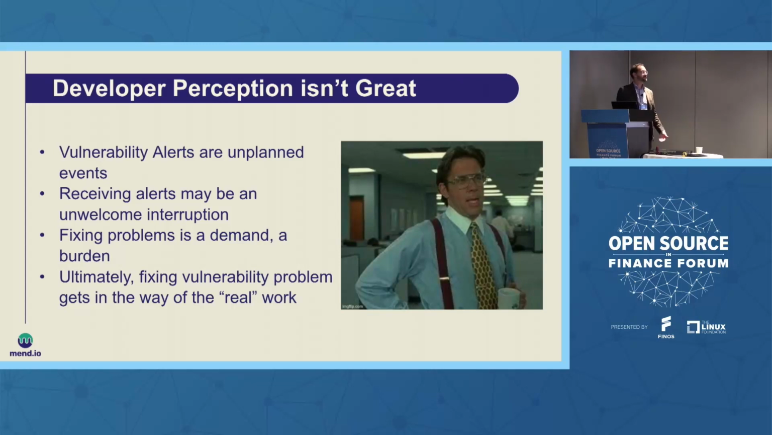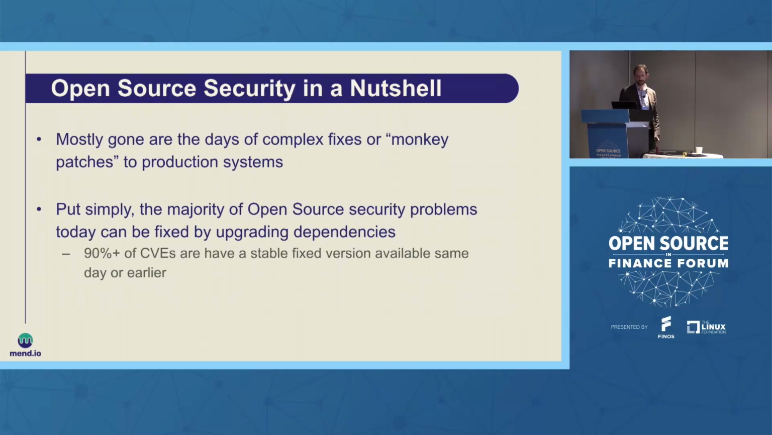Fixing those problems is a demand on their time, a burden, as I said. And then, ultimately, fixing vulnerabilities gets in the way of the real work. This is the realistic developer perception of this topic, right? So those of us who want them to fix are the boss in Office Space, right?